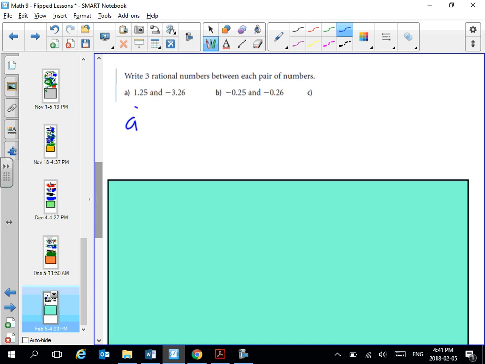They want us to write the numbers that are in between 1.25 and 3.26. I'm going to do that with a number line. I'm going to say that 0 is all the way over here, which would make 1.25 right there, and it would make negative 3.26 all the way over there.